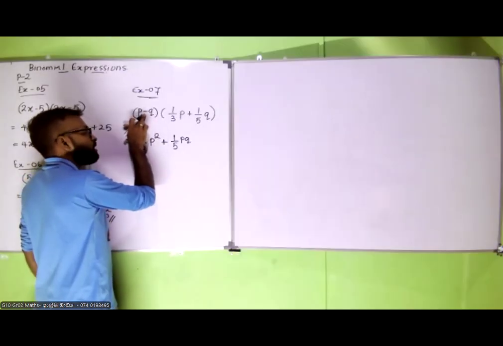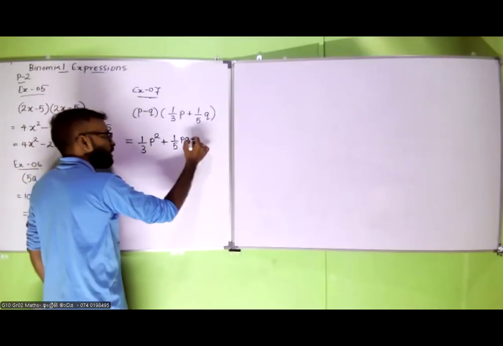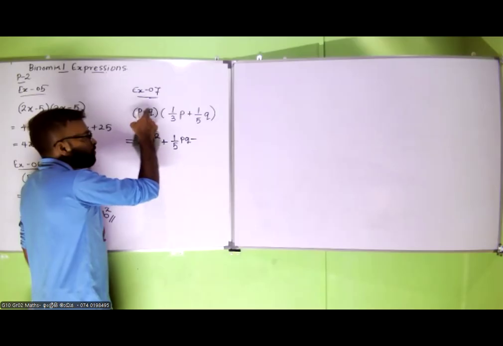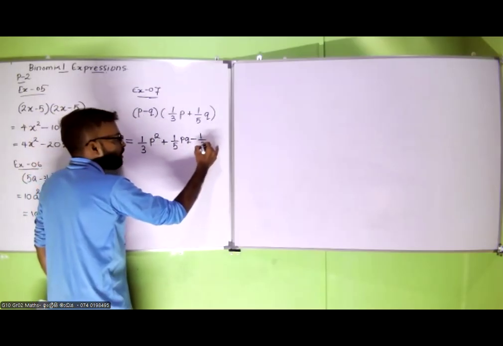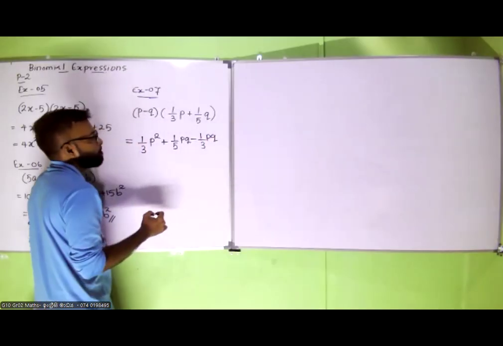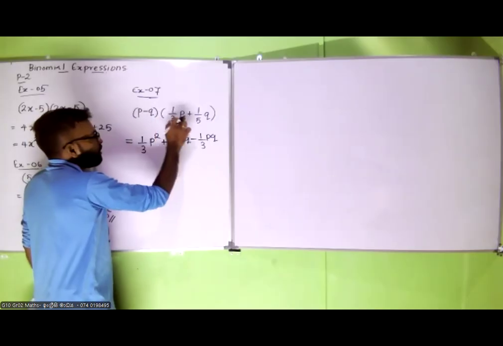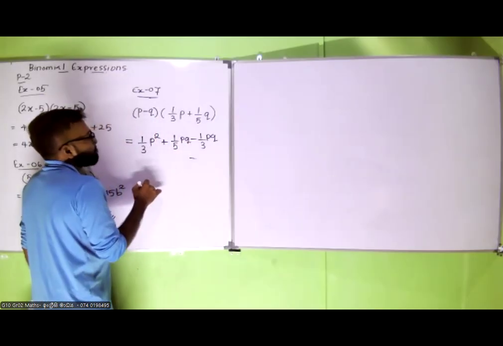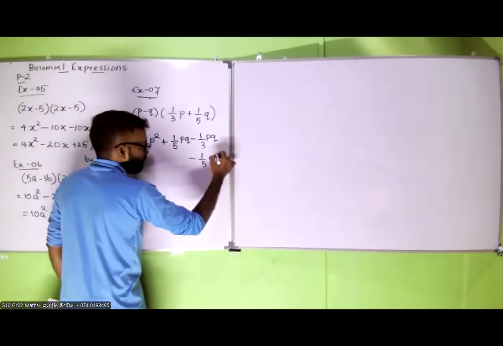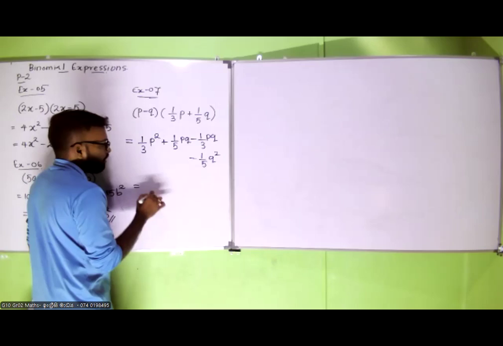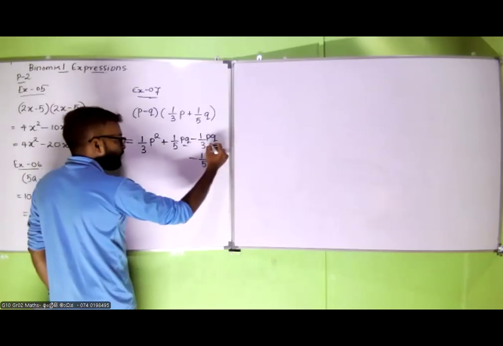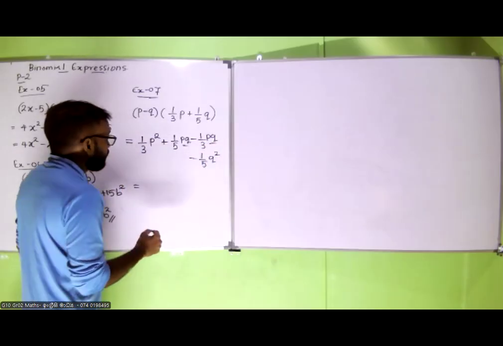Here you have negative sign. Positive, negative, positive, negative. 1 upon 3. Here you have 1 into 1 upon 3, 1 upon 3. QP, alphabetical order PQ. Right? Very beautiful. Right? Negative into positive, negative. 1 upon 5. Q into Q, Q squared. Now, our like terms, apple, PQ, PQ.